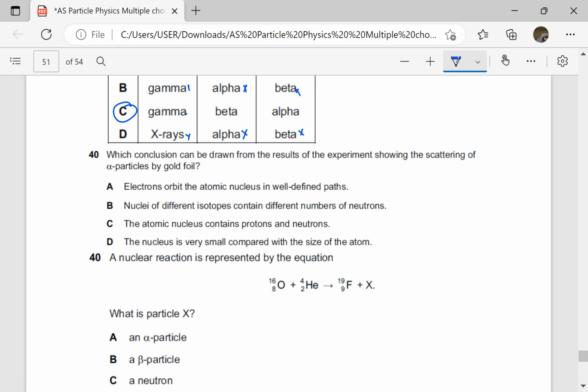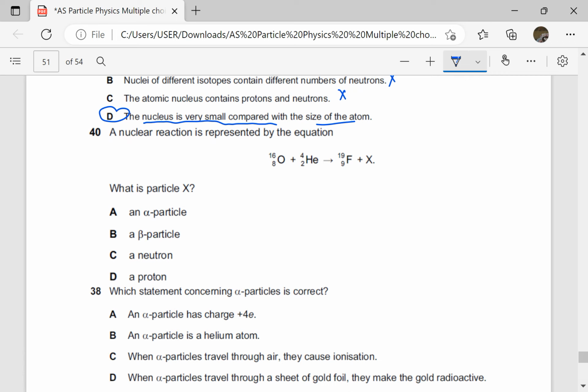Which conclusion can be drawn from the results of the experiment showing the scattering of alpha particles? Electrons orbit the atomic nucleus in well-defined paths. That one cannot be concluded from the alpha scattering. Nuclei of different isotopes contain different numbers of neutrons. We can't conclude this from the experiment. The atomic nucleus contains protons and neutrons. We can't conclude this from that experiment. The nucleus is very small compared to the size of the atom. That one can be concluded from that experiment.